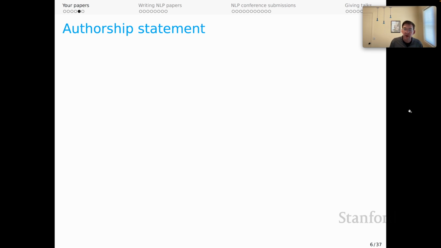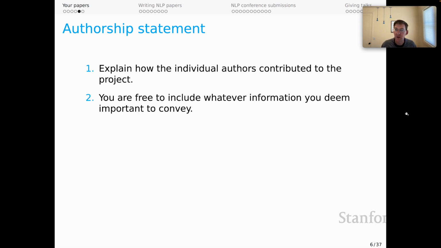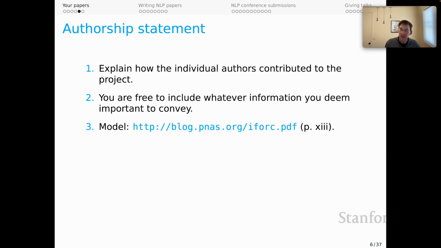We also require an authorship statement. And again, this is about our scientific perspective. It is not about evaluation. Fundamentally, this statement should explain how the individual authors contributed to the project. You can include whatever information you deem important to convey. If you would like some examples, I recommend this document here, which is Publication Guidelines for PNAS. It includes some tips on good authorship statements.